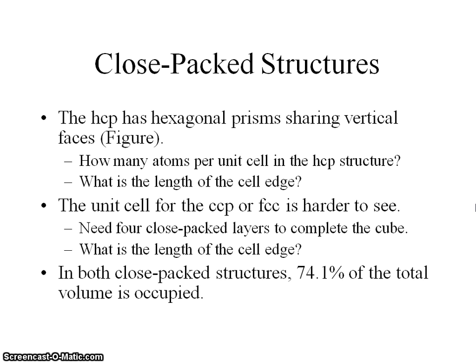So friends, the HCP has hexagonal prisms sharing vertical faces. How many atoms per unit cell in the HCP structure? What is the length of the cell edge? The unit cell for the CCP or FCC is harder to see. We need 4 close packed layers to complete the cube. What is the length of the cell edge? In both close packed structures, 74.1% of the total volume is occupied.